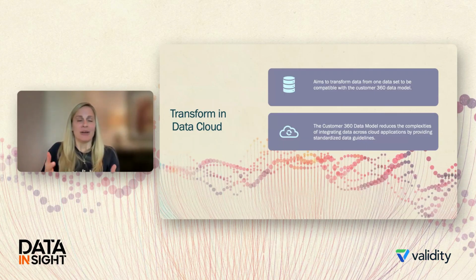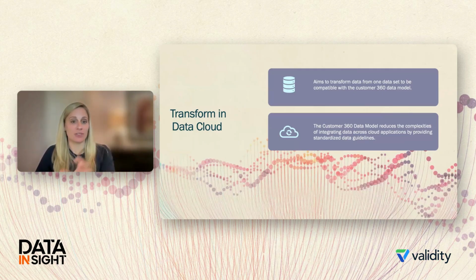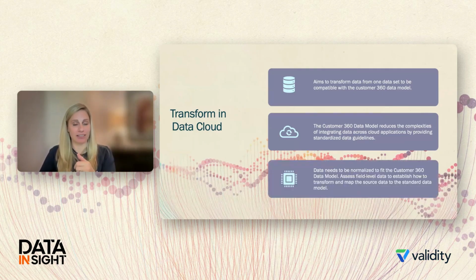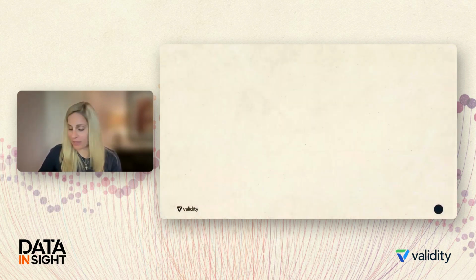So again, sort of talking about standardization here as well, but it is transforming it from denormalized data to normalized data. And that's what we're going to talk about next. So you have to normalize your data to fit the Customer 360 data model. This is going to be a good time for you to sit down, assess the field level data that you have, and establish how you're going to transform it and map it to get into Data Cloud accurately. So for those of us who haven't seen this, it's one of the resources I'm going to give you at the end.